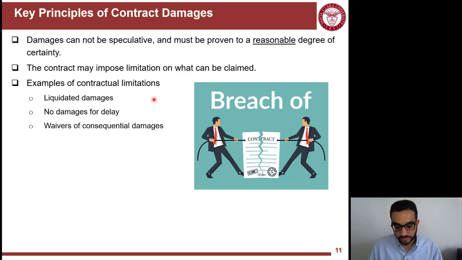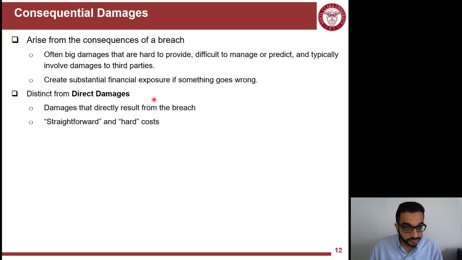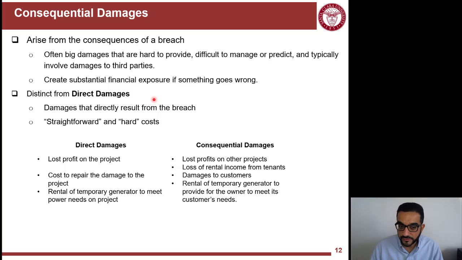consequential damages. So what are consequential damages? Consequential damages are big damages that are hard to prove or difficult to predict. They usually involve third parties, and it's a domino-effect kind of damages. They create a substantial amount of financial exposure and liability if things go wrong. So this is compared to direct damages. So it's always better to waive consequential damages and focus on direct damages. So what are the differences here? For example, direct damage of a project is lost profit, but you cannot claim that this project caused lost profits on other projects.